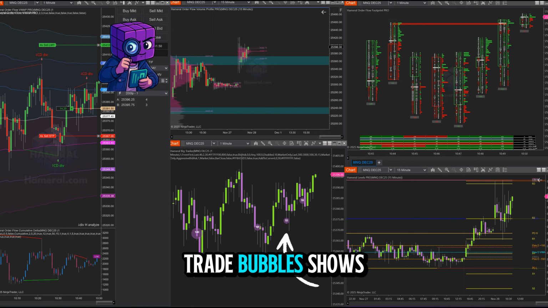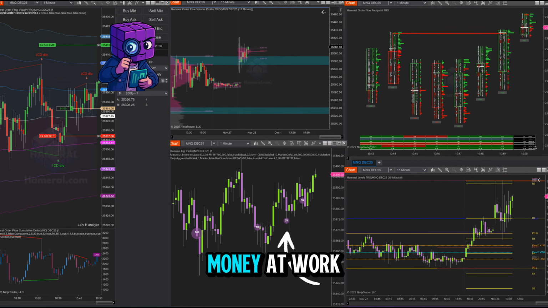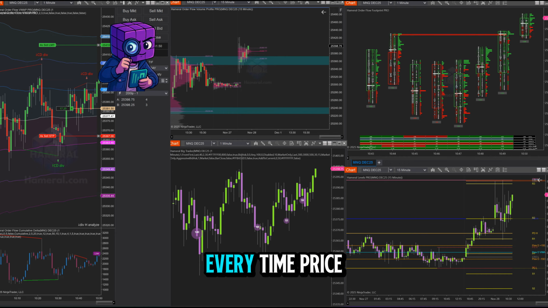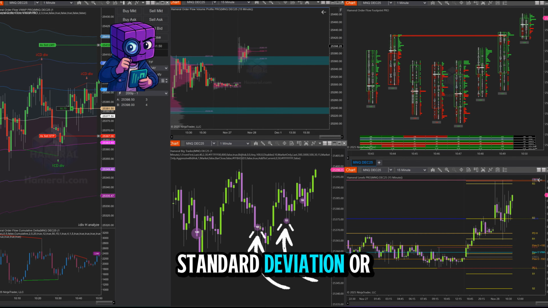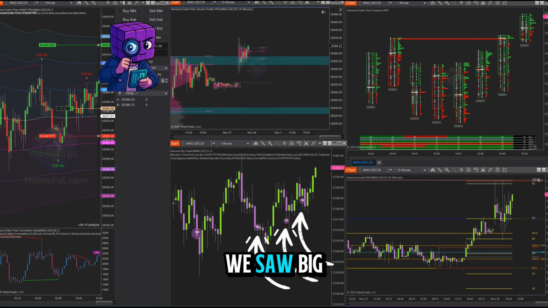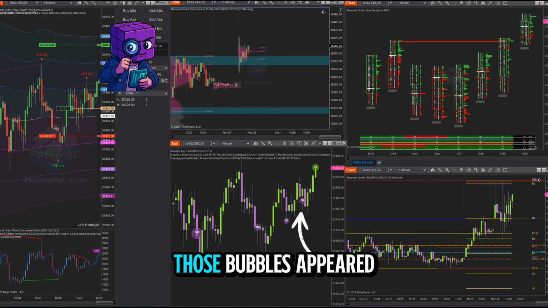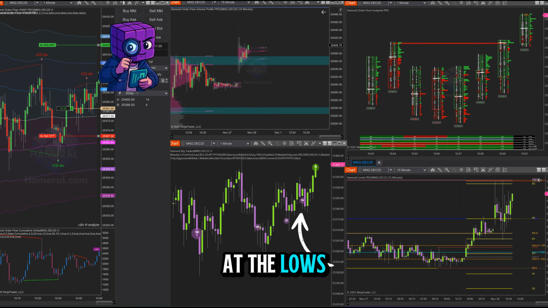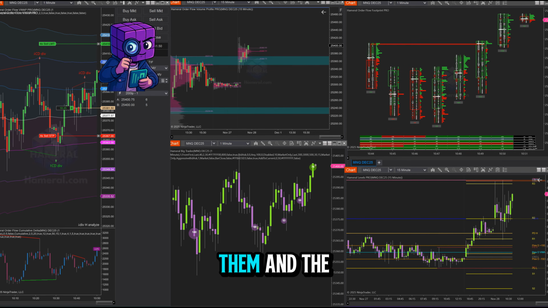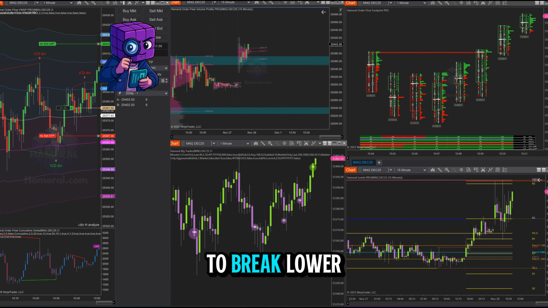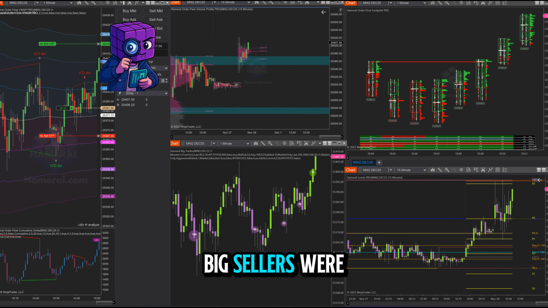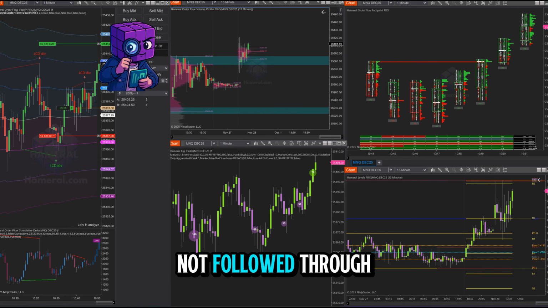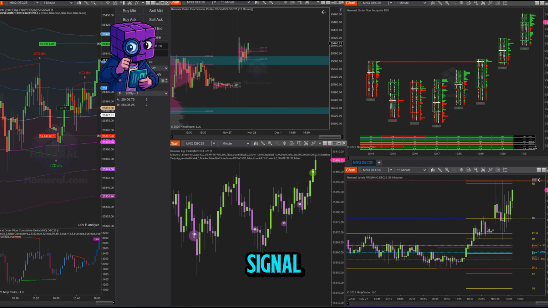Now the big trade bubbles show us the smart money at work. Every time price touched -1 standard deviation or VWAP, we saw big sell orders printing. Those bubbles appeared at the lows, price closed above them, and the next candles failed to break lower. Big sellers were absorbed, not followed through, another strong long signal.